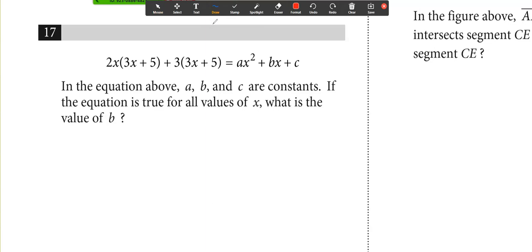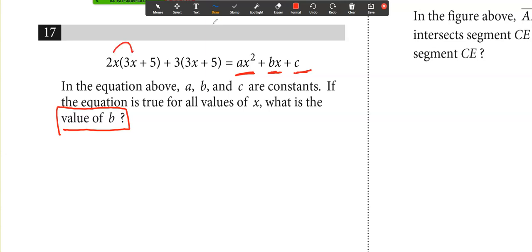Okay, question 17. We want to know the value of b. What part of this equation should I be focused on? Should I be focused on the squared part, the linear part, or the constant part? Which part should I focus on? The linear. Yes, the linear.